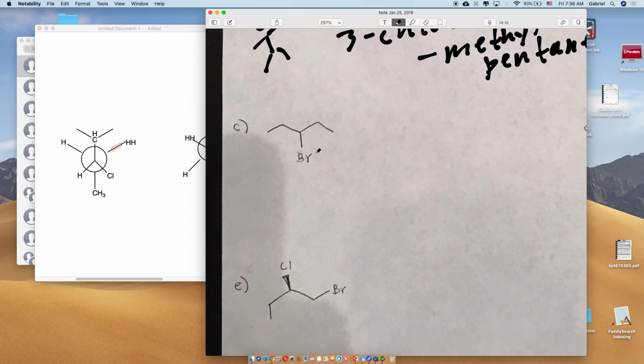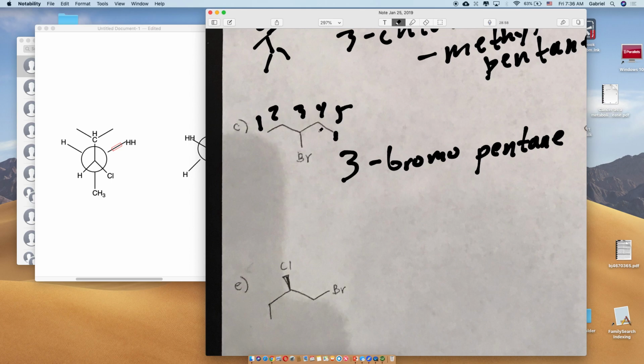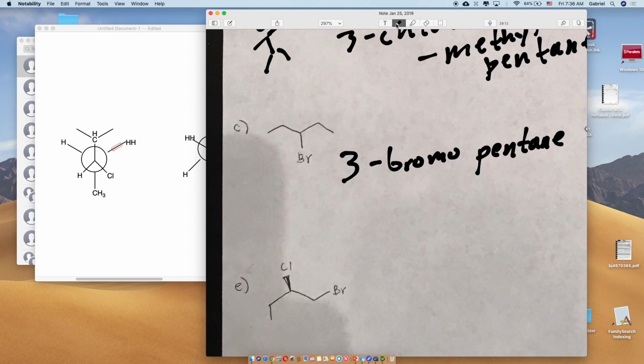Now this one's actually pretty easy to name as well. We have a pentane group, so it's just going to be 3-bromopentane. Again, we're looking down carbon 3 and carbon 4, but you might think, wait, I can number it either way, 1, 2, 3, 4, 5, or the other direction. They're exactly the same, so it really doesn't matter what you choose as your 3, 4 position, as long as you're consistent. So I'll call this carbon 3 and that carbon 4.